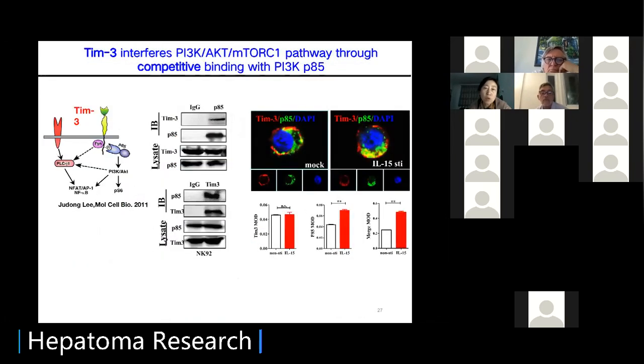And then we come to the signal pathway, and I will go through it more briefly. Finally, we found the interacting protein in the cytoplasm. We can see TIM3 can bind with P85 and interfere with the PI3K pathway.